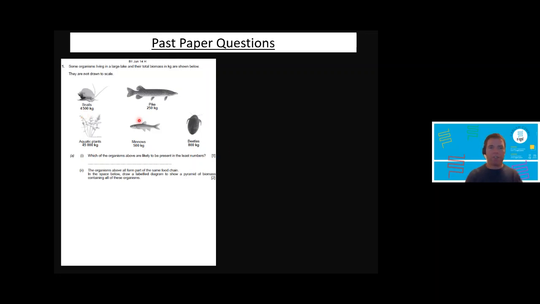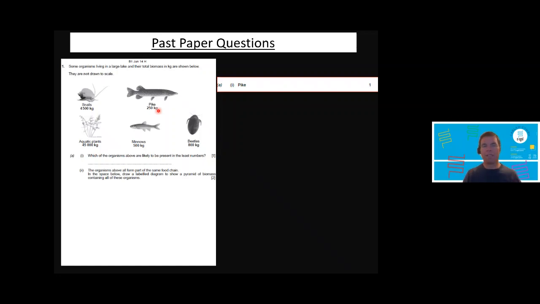It says which of the organisms above are likely present in the least numbers. So what it's really asking is which is likely to be at the top of a food chain. And the answer they wanted there was the pike. How should you know that? Well, the fact that its total biomass is the smallest tells you that it's going to be at the top of the food chain, and therefore it's likely to be present in the lowest numbers, because that is normally the case with a pyramid of numbers, that it normally is a pyramid shape, meaning the individual at the top of the food chain is likely to be present in the lowest numbers.